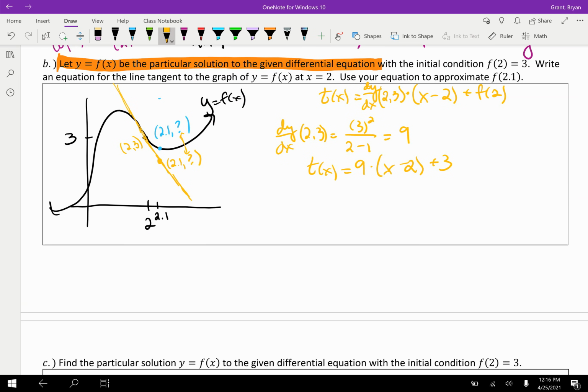But then we've written the equation for this line. We need to figure out what is the y value that's over here, the y value at 2.1. So they said we want you to find f of 2.1, the one that I've done in blue here, but we're not going to be able to do that. So instead, we're going to use the tangent line and find 2.1. So f of 2.1 is going to be evaluated using my tangent function, 9 times 2.1 minus 2 plus 3. And I am not going to simplify that. That's it. We're done.